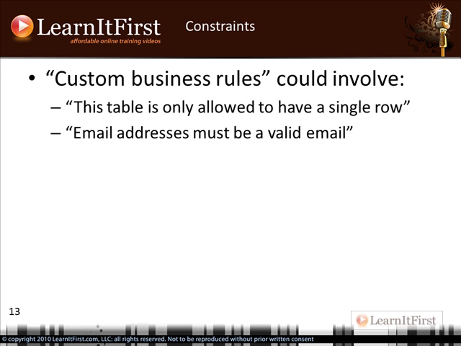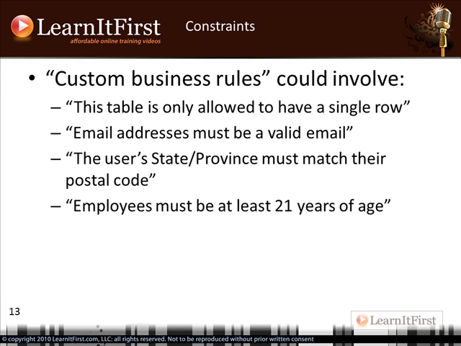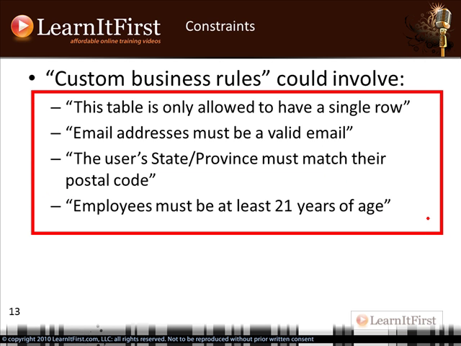An email address must be a valid email. Not that the string has to conform to a pattern. I mean, it's got to be a real email address. I have to be able to ping the mail server and the mail server come back and say, yes, that is a real person. That's a custom business rule. The user's state province must match the postal code that they entered. These are all custom business rules. Okay? Employees have to be at least 21 years of age. Custom business rule, right?